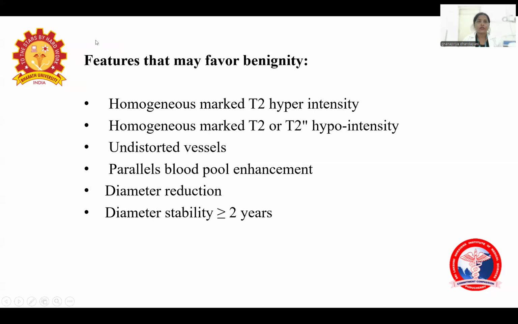Features that may favor benignity are marked homogeneous T2 hyperintensity, homogeneous marked T2 or T2* gradient hypointensity, undistorted vessels, parallel blood flow enhancement, a diameter reduction in the size of the lesion, or a diameter being stable for more than 2 years. These features favor benignity. Presence of these features may be used to downgrade the LR category.